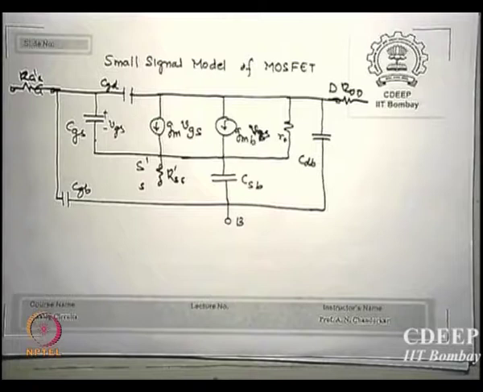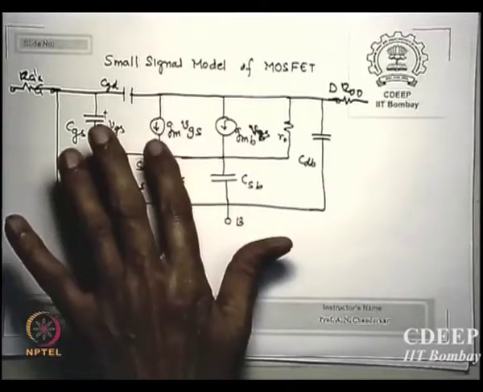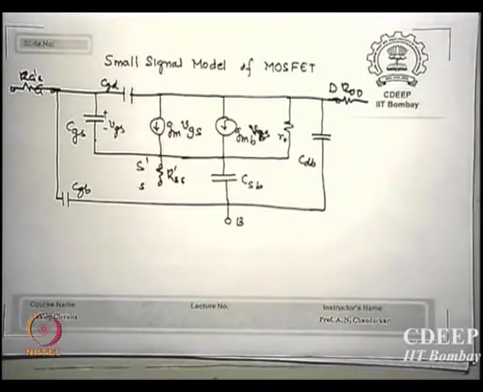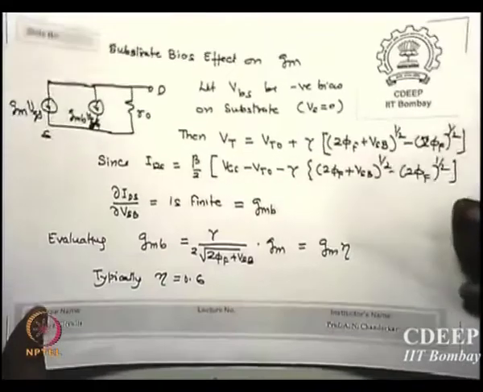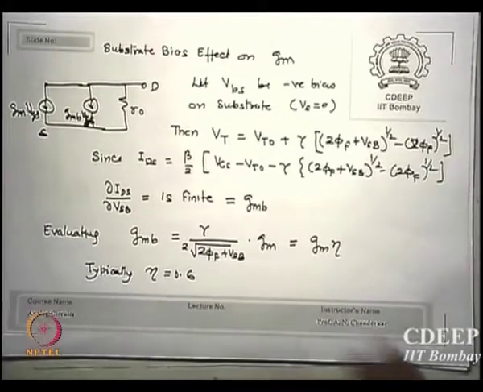What is this gmb VSB? This is another current source. This is a plus value. So will it add to the net current or subtract? Both are in the same sense. They will add. Both are in the same direction. So gm VGS plus gmb VSB is the total current there. That is capital VSB. Because of bulk bias, let me quickly give you an example of why we are saying so.